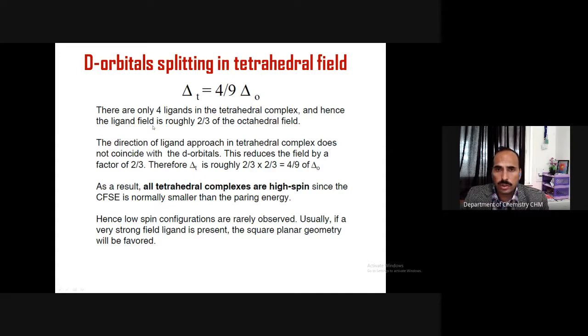The reason is that there are only four ligands instead of six in the tetrahedral case, and none of the orbitals is facing the ligands directly. Both factors roughly contribute 2 by 3 into 2 by 3, so a 4 by 9 factor comes in. I told you that this is supported by experimental data, which we will see in a short while. And because the gap between T2 and E orbitals is very small, all tetrahedral complexes are likely to be high spin.